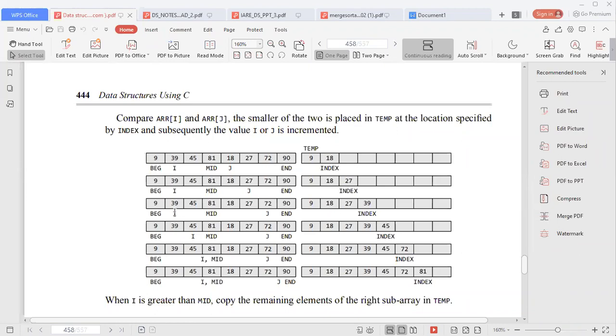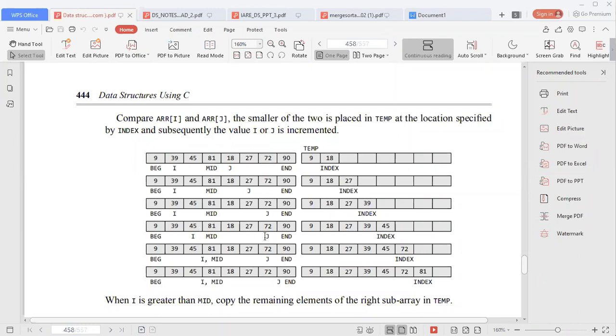I remains here itself, and J moved to 72. Now compare I with J. What is the least value? 39. 39 is least, since I is 39, and 39 is small when compared to 72. So 39 is shifted to the index, and I is to be incremented to the next position. I becomes I plus 1. Now I is pointing to the element that is 45.